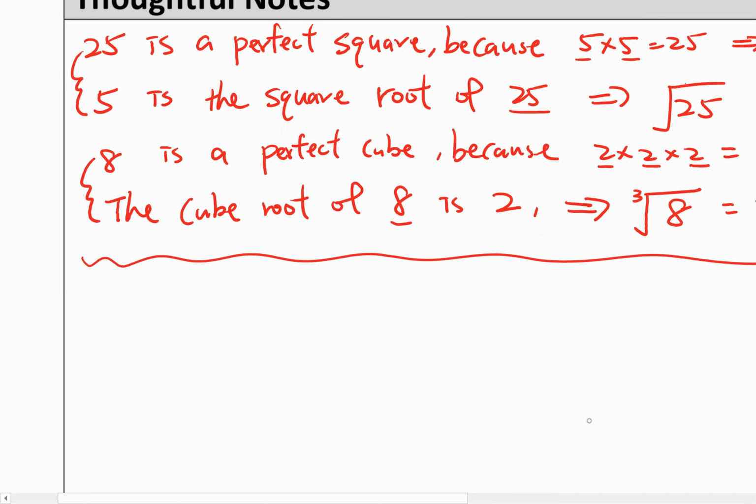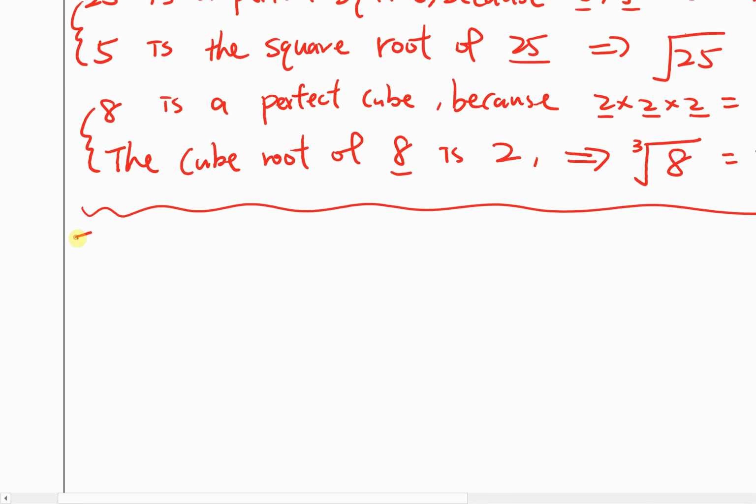If you're okay with this, then I'm going to show you an example. Here's the question: is 216 a perfect square or a perfect cube?